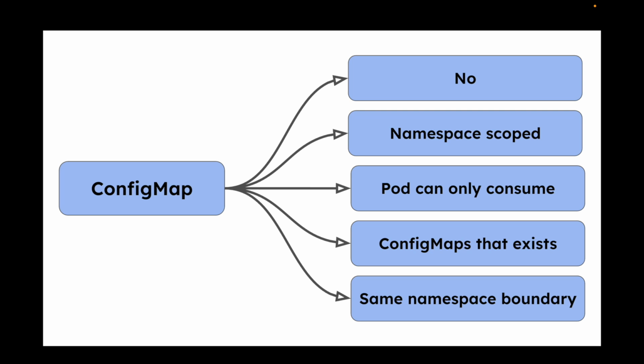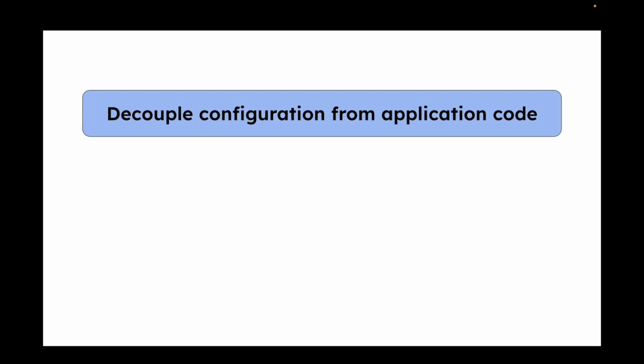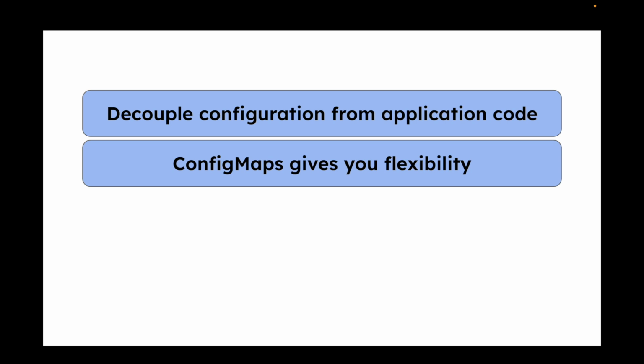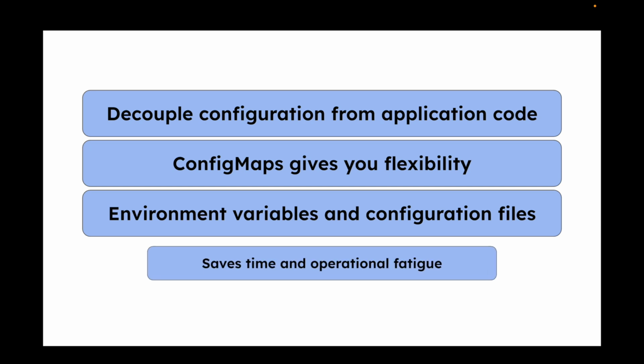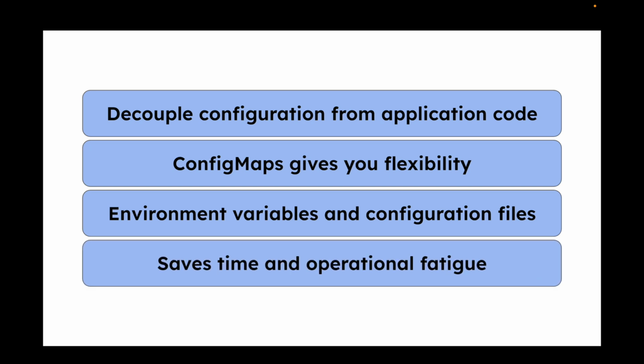So before we wrap up, let's quickly recap. Decoupling your configuration from your application builds is a non-negotiable step for modern production architectures. Config maps give you the flexibility to inject environment variables and configuration files dynamically, saving you time and preventing operational fatigue. Now that you know how to manage plain text settings cleanly using config maps, our next major operational hurdle is managing sensitive structural data like passwords, database credentials, and certificates without compromising security. Join me in the next module where we will deep dive into Kubernetes secrets and enterprise configuration protection.